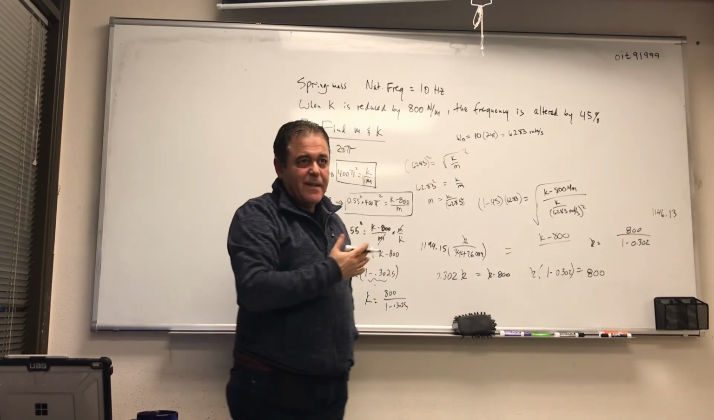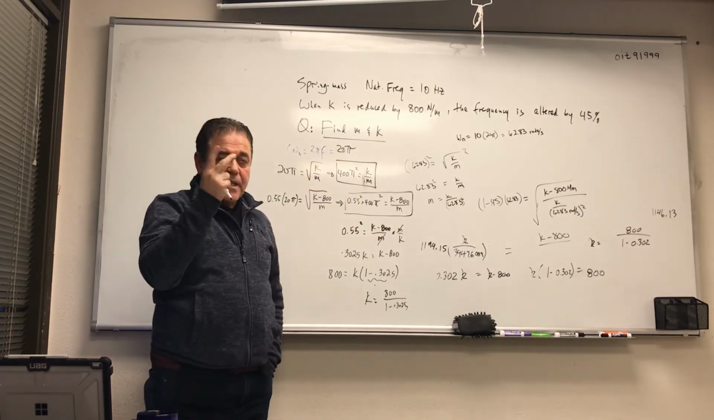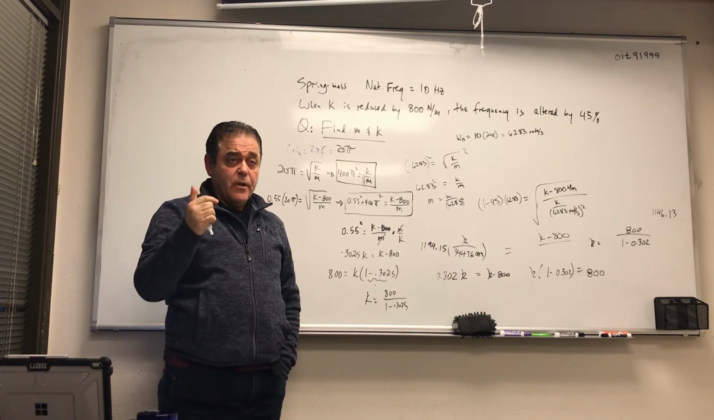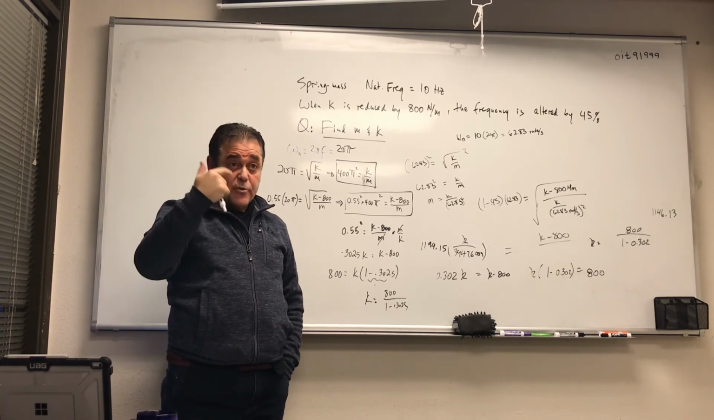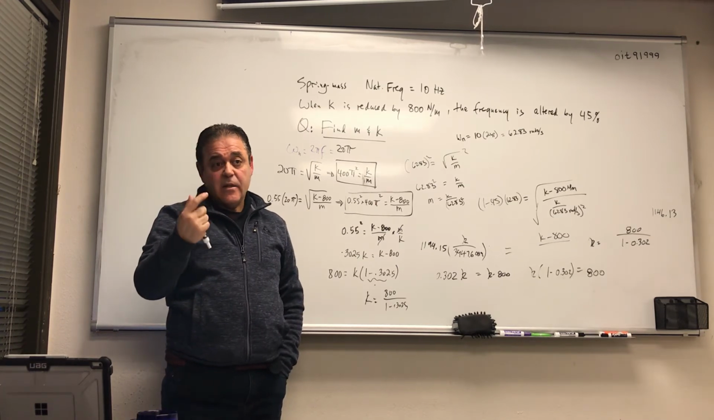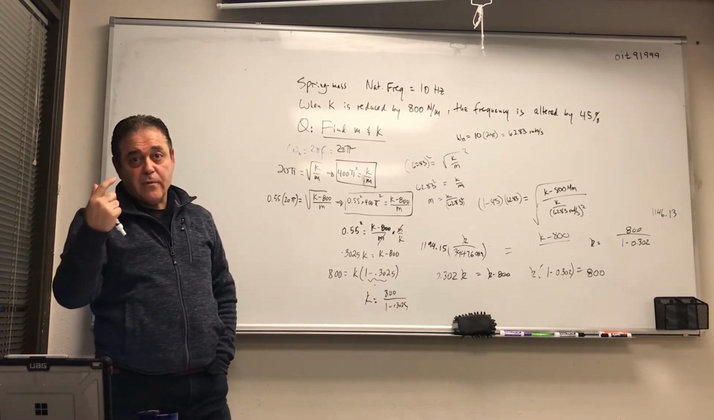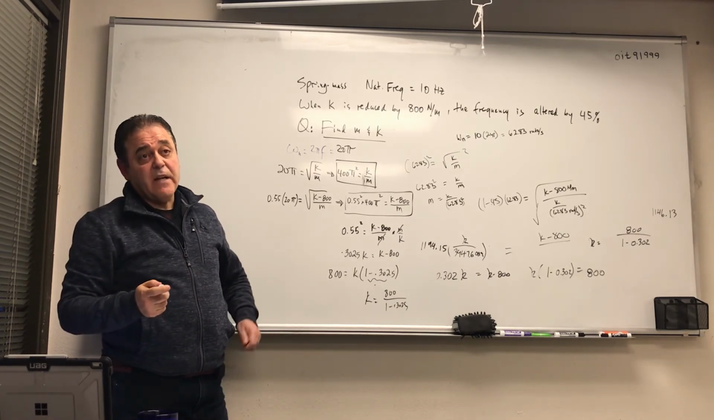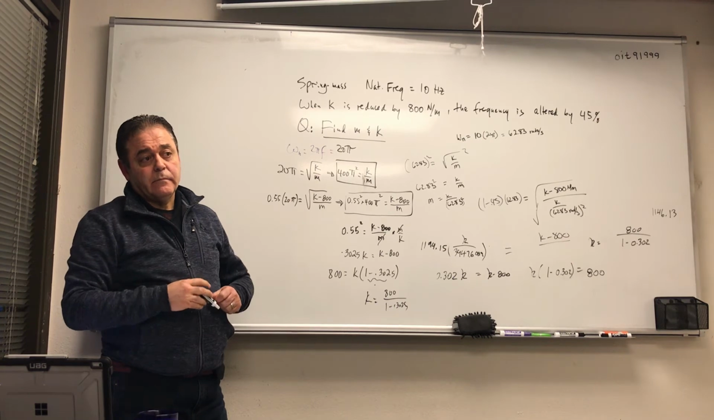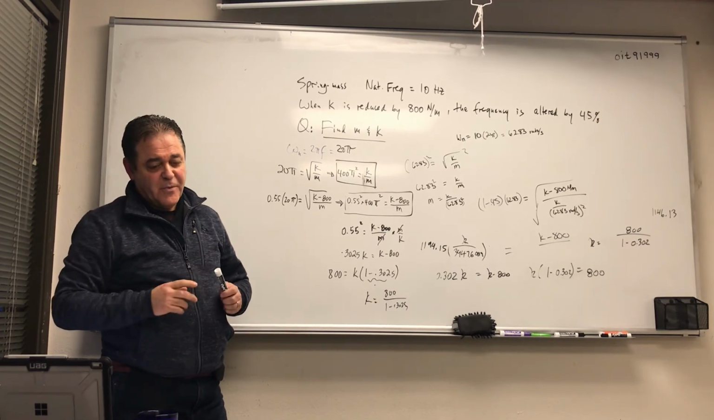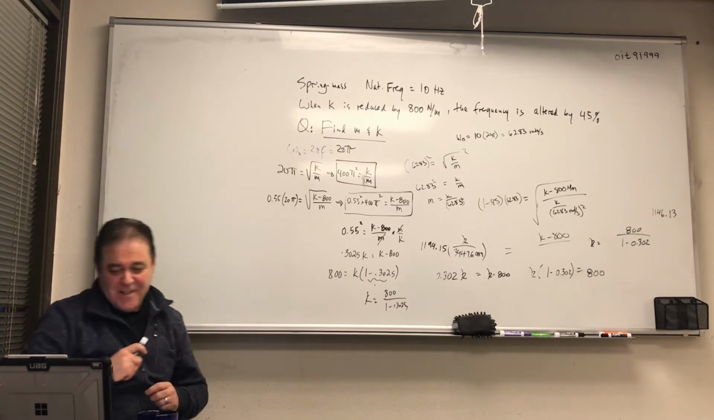Is it kind of clear? There are two unknowns in the problem, so we need to have two equations. The first equation comes from the natural frequency of the system as is. And the second equation is the natural frequency that was changed based on reducing the K value. And that's it. That's all on the exam. That's 2 of the 4 questions.